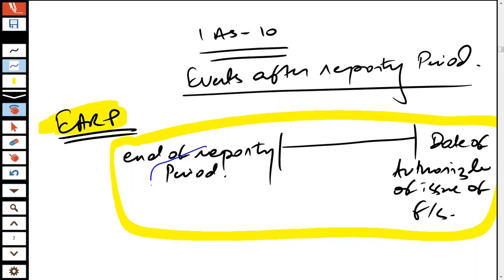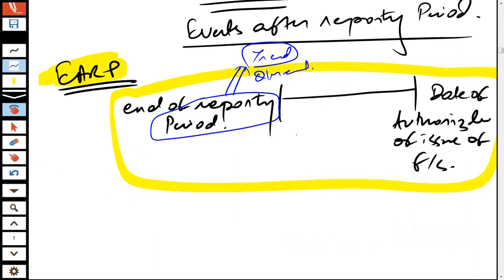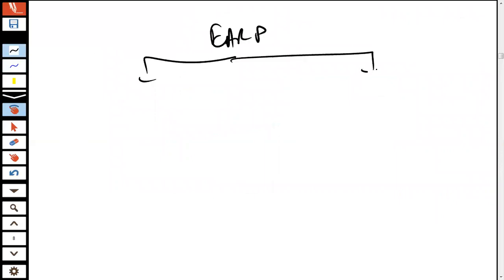Now, it's not necessary that the reporting period would be the year end. It could even be the quarter end also. So those transactions that happen between the end of the reporting period and the date of authorization for issue are going to be considered as events after the reporting period.